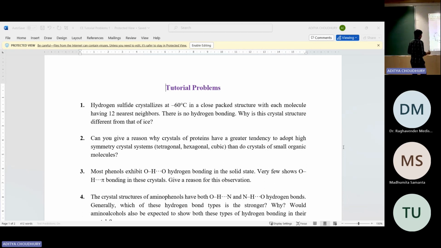It can form 4, right? But by the way, just now the professor was mentioning that as you increase the temperature, the ice volume reduces. What happens from solid to liquid? The number of hydrogen bonds decreases from 4 to 2. Okay. Any other answers?